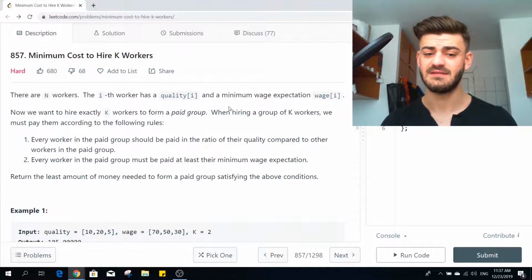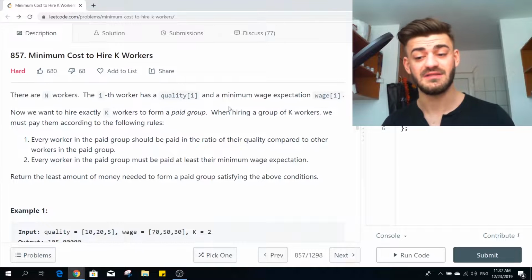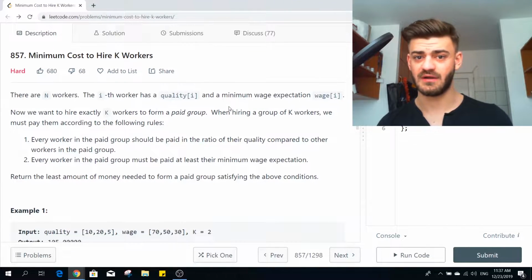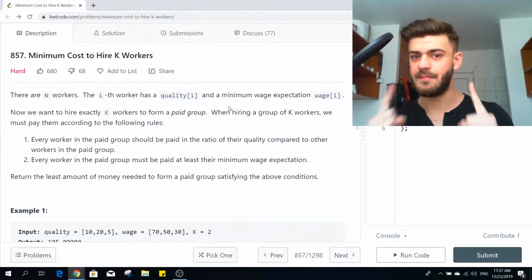And the first rule is, every worker in the paid group should be paid in the ratio of their quality compared to other workers in the paid group. So, this can be a little confusing. Let me explain it a little better. Now, let's say you have two workers, right? Worker A and worker B.